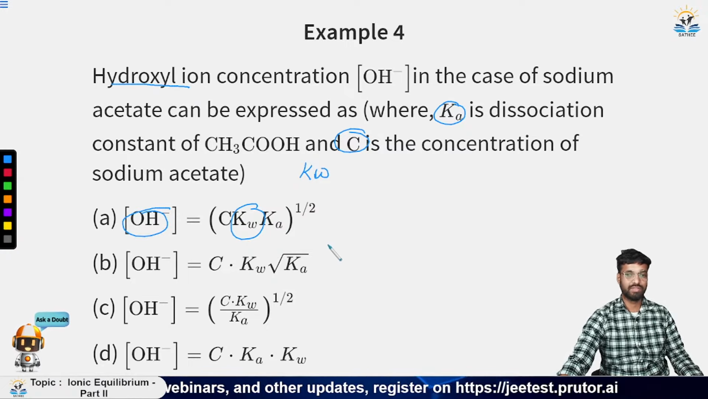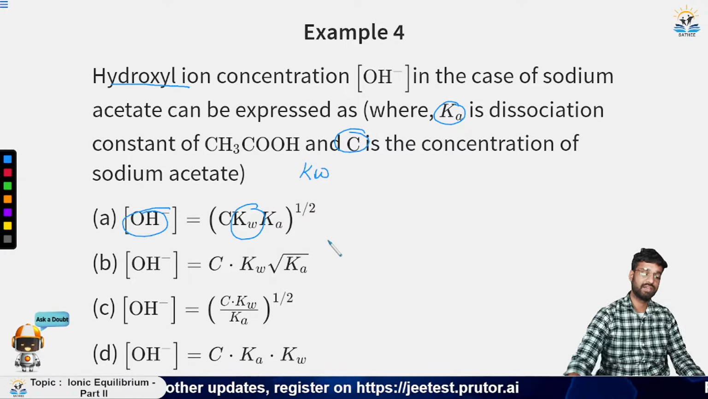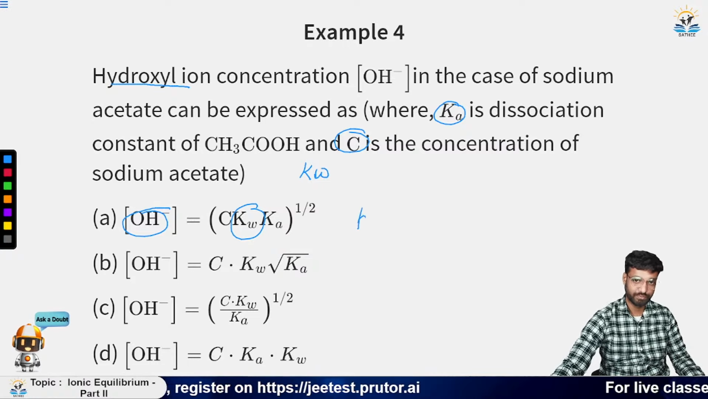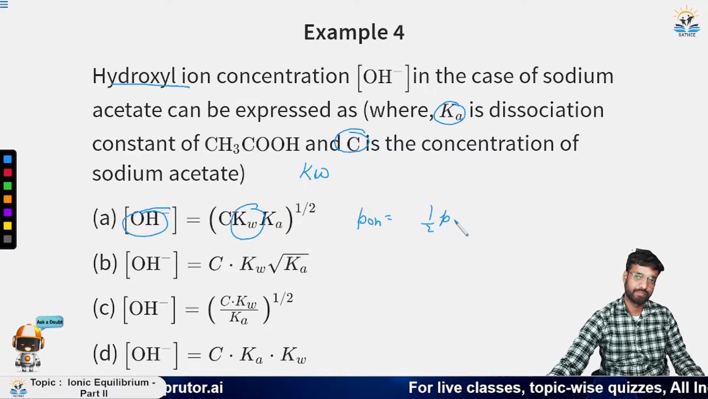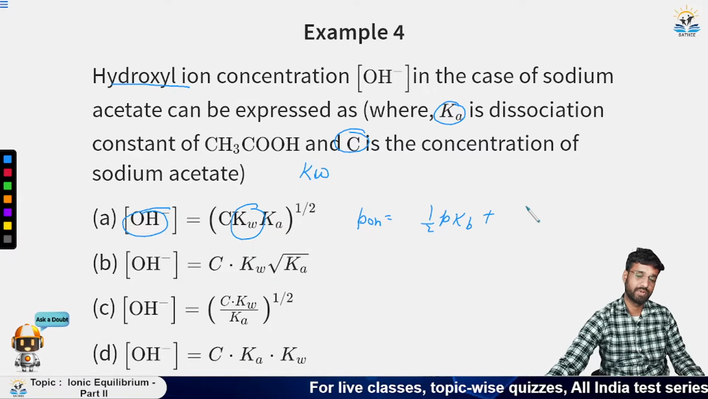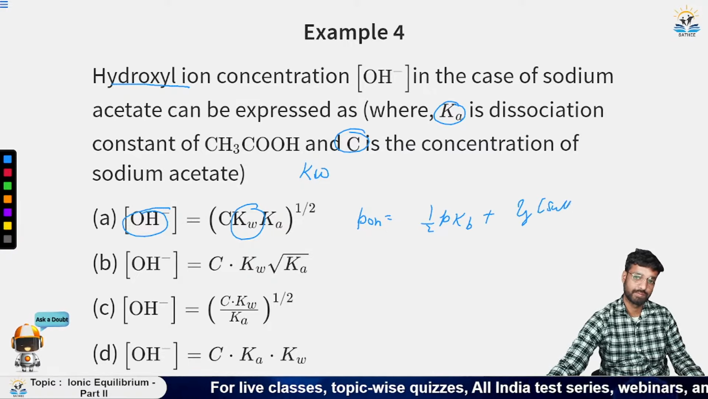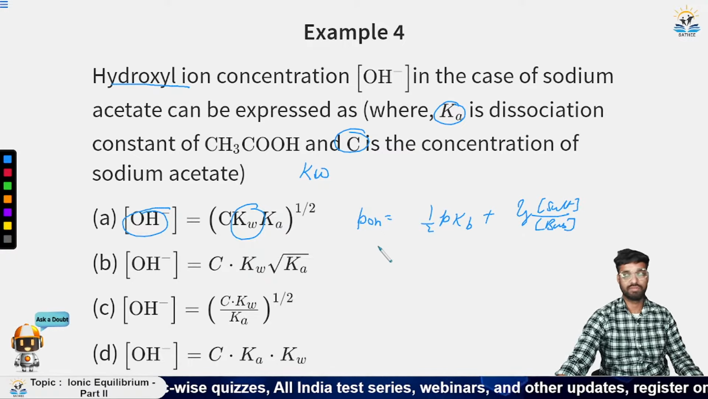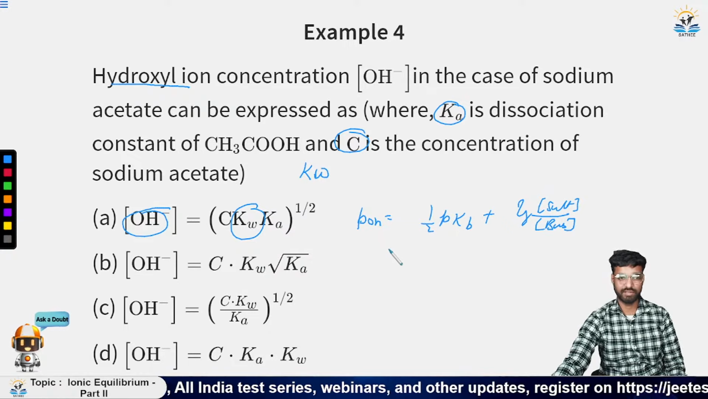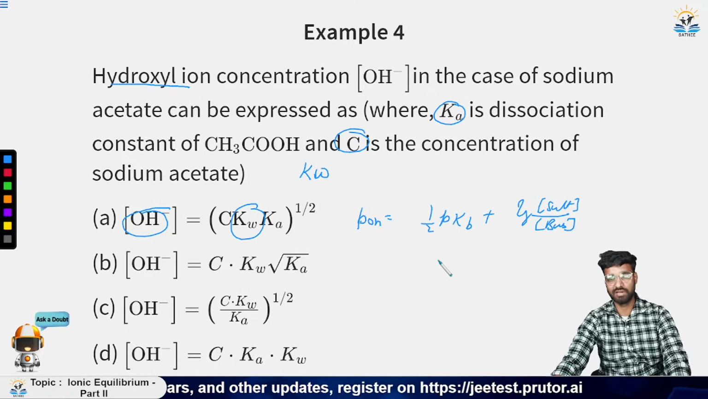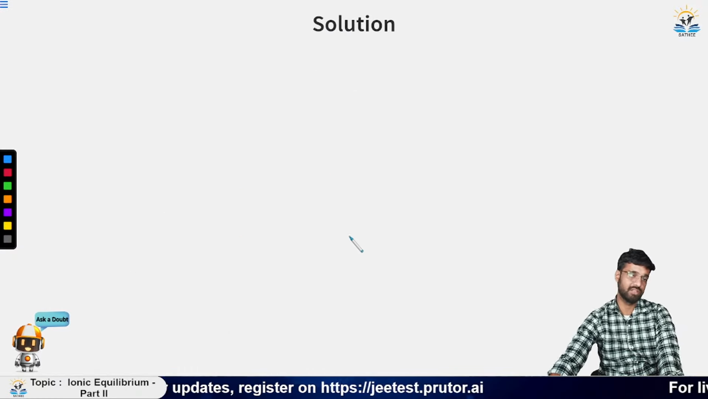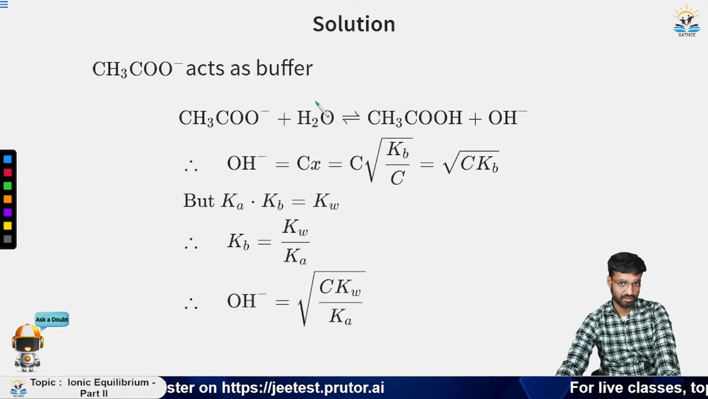So we know the formula very well. We will just rearrange that formula: pOH is equal to half pKb plus log salt by base. Okay, simply we will use this formula. If you want, you can rearrange it, take the anti-log on both sides, and you can use this formula to get to that formula. You can see the solution, it is given here also.